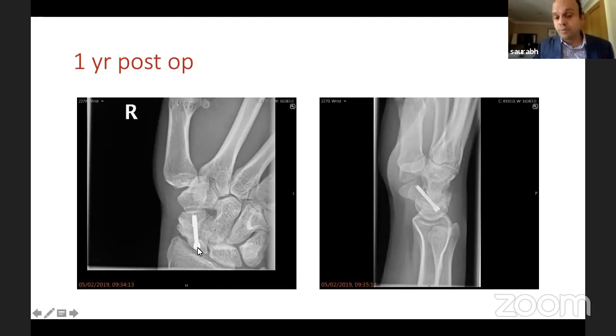It's going to be a dorsal approach in proximal pole, and it's going to be an antegrade screw, because obviously if you're going dorsal approach, you need to put your screw from there, antegrade screw.